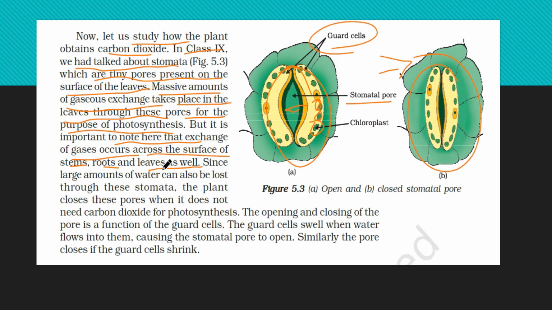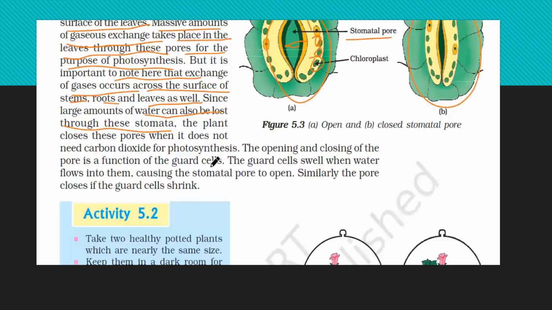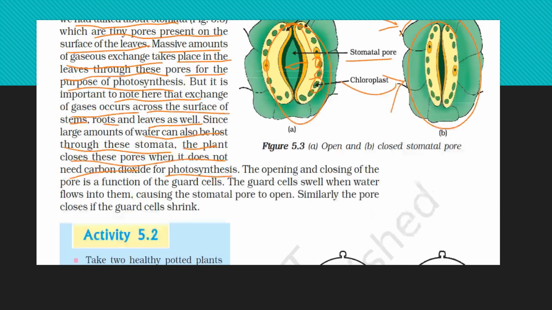A large amount of water can also be lost through these stomata, so transpiration also happens through these stomatal pores. The plant closes these pores when it does not need carbon dioxide for photosynthesis. When enough carbon dioxide is already present inside the plant for the preparation of food, these cells close. The opening and closing of the pore depends on the guard cells.